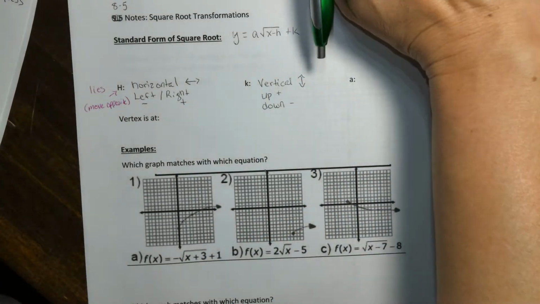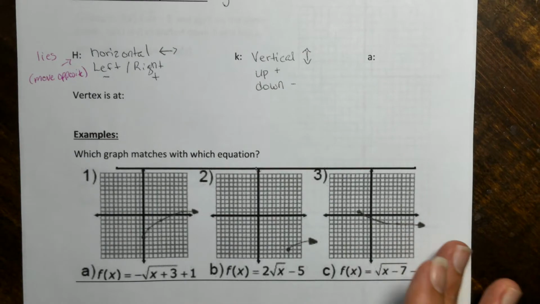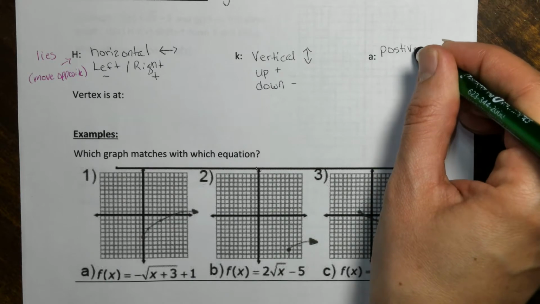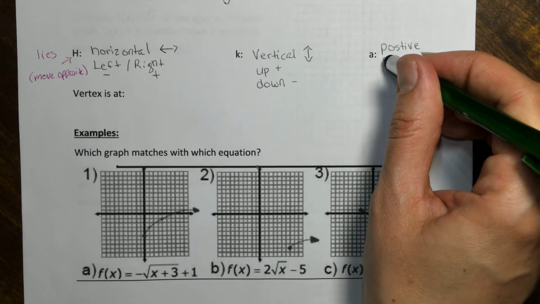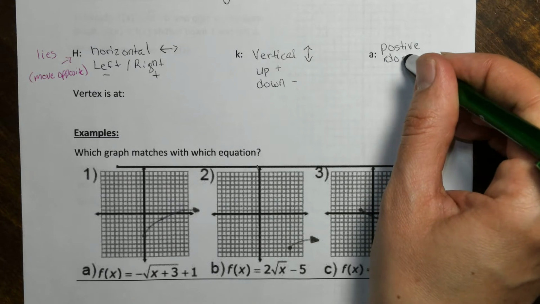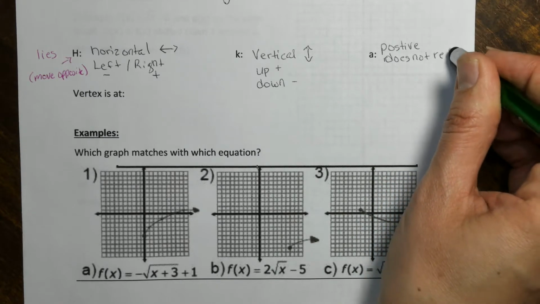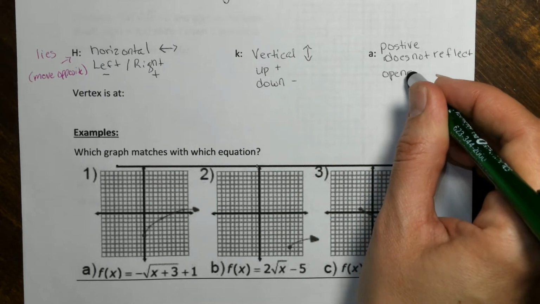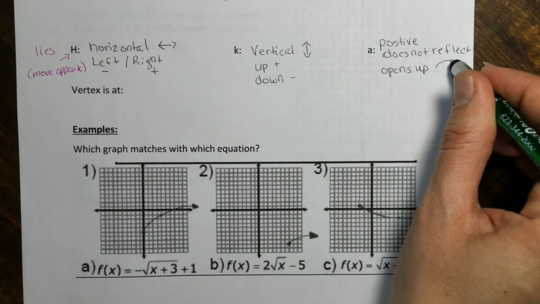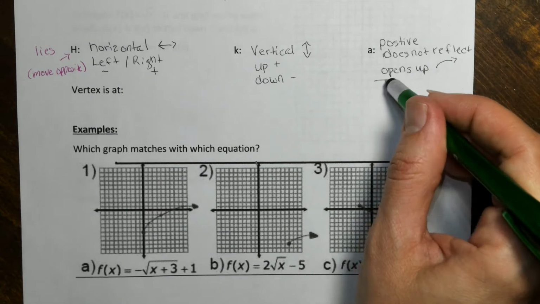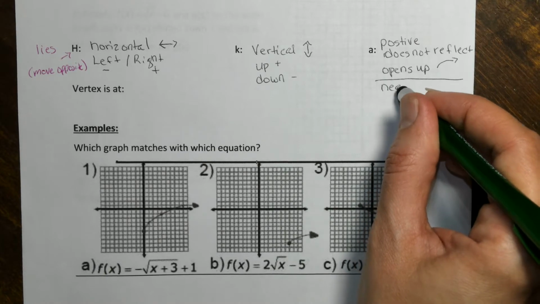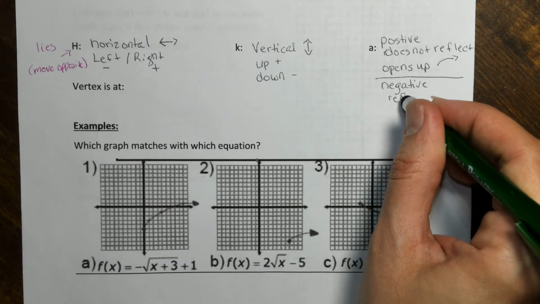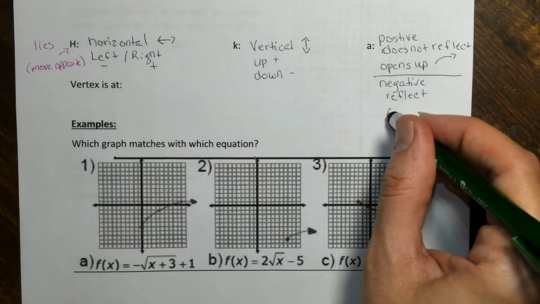And then when we're looking at a, if a is positive, it does not reflect, and it will open up. But if a is negative, it will reflect, and it will open down.